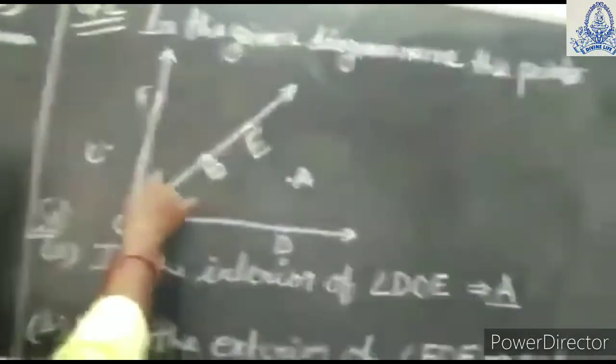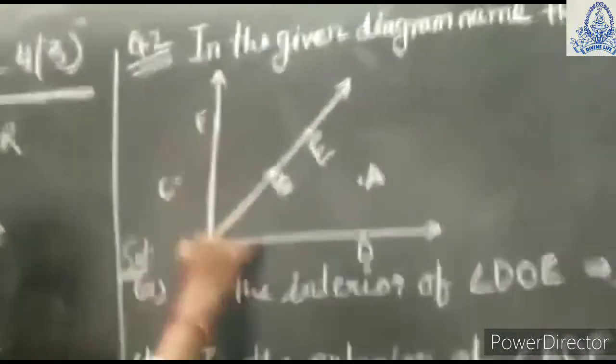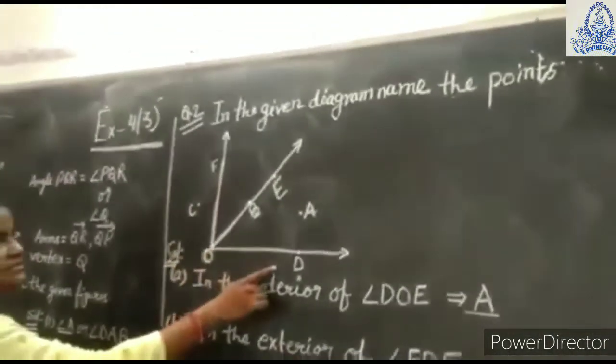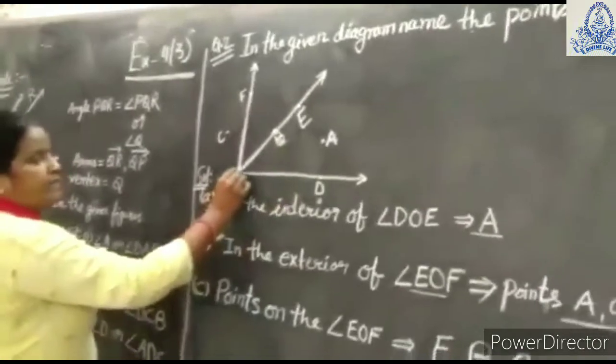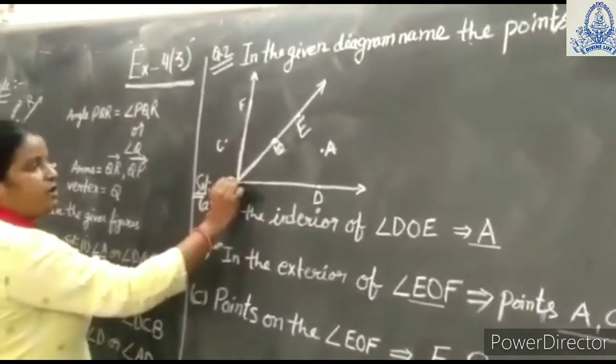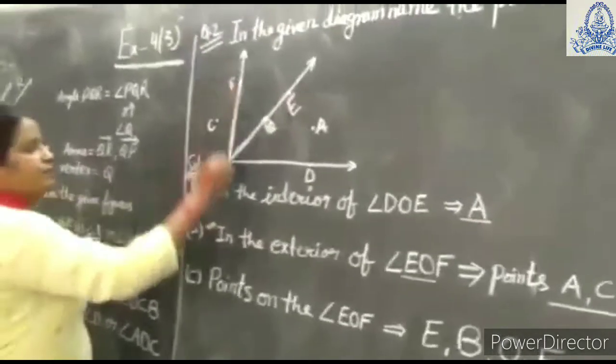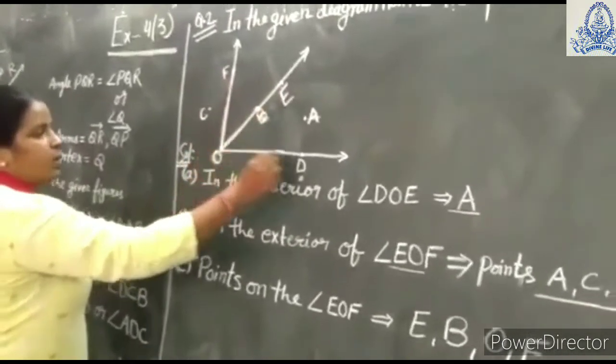In the given diagram, name the points. See here, the diagram is given here. See, O is the common initial point, and there are rays OF, OE and OD.